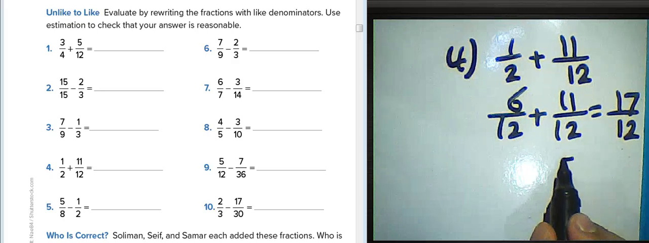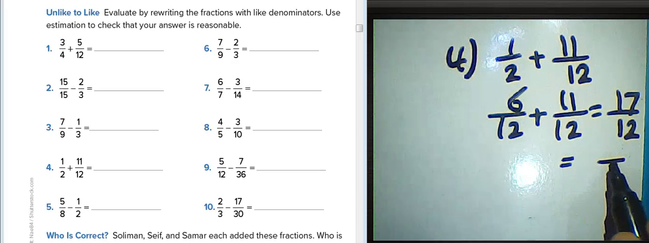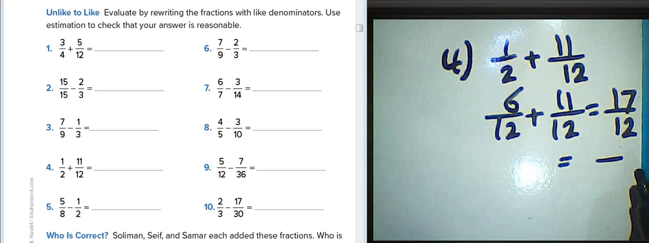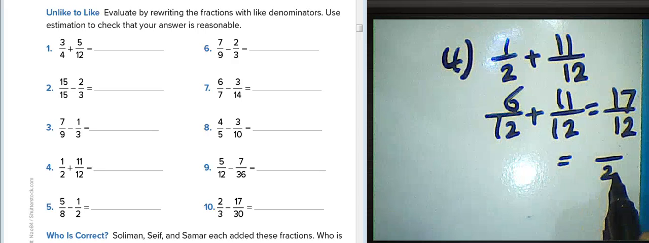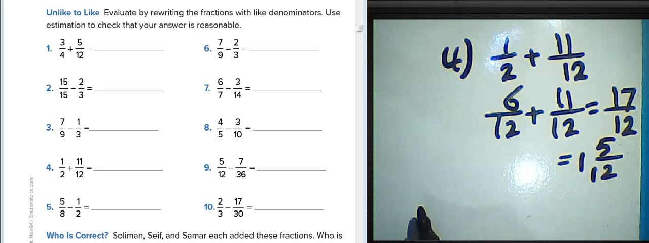We can convert it because 17 over 12 is improper. Convert from an improper fraction to a mixed number, a fraction and a whole number. Okay, it will be a mixed number, right? 12 goes into it 1 time, and the remainder will be 5.